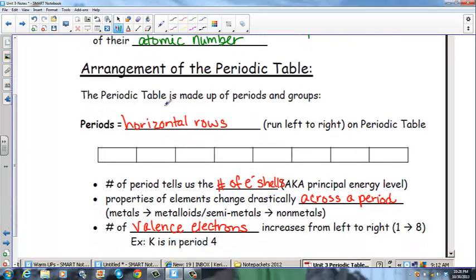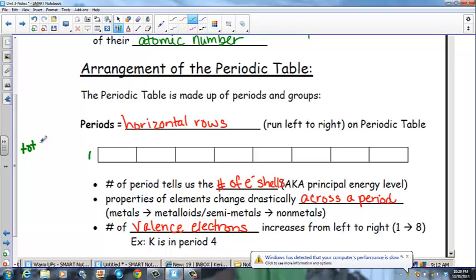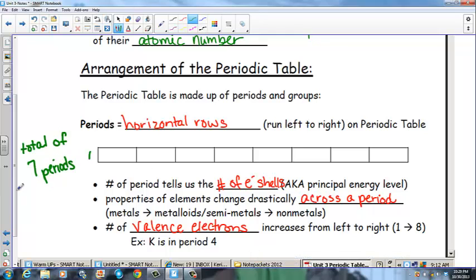And so the arrangement of the periodic table begins with periods, and they're horizontal rows that run left to right on the periodic table. So this would be period 1 or 2 or 3. It starts at 1, goes all the way across the periodic table, and then goes down to 7. All right, so there are a total of 7 periods or rows.